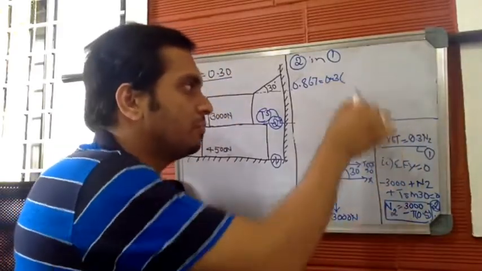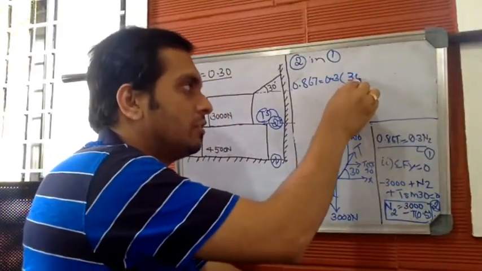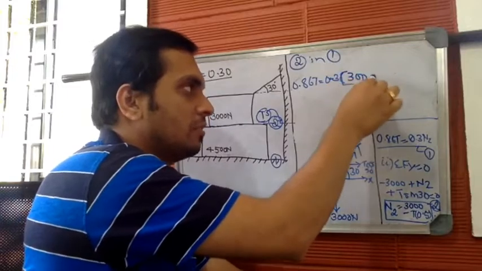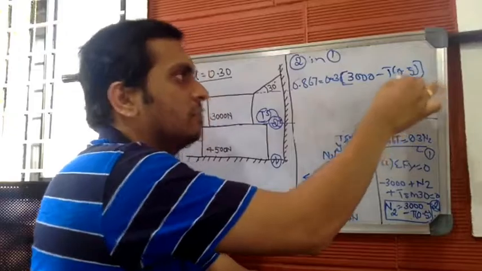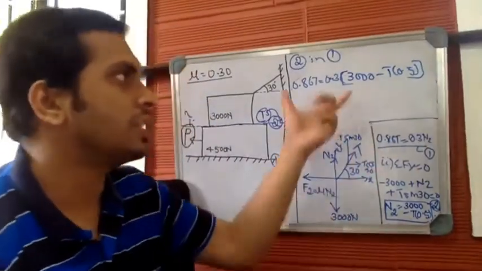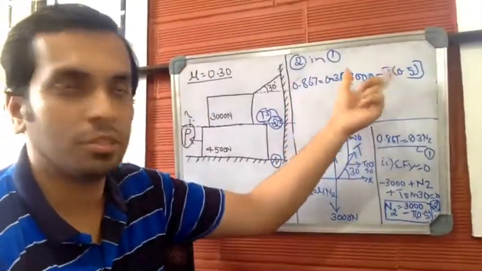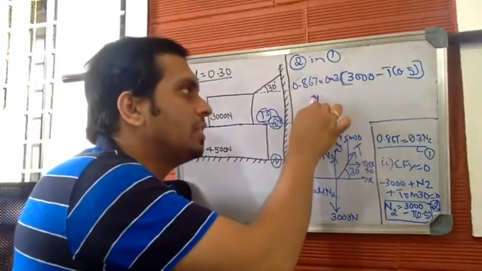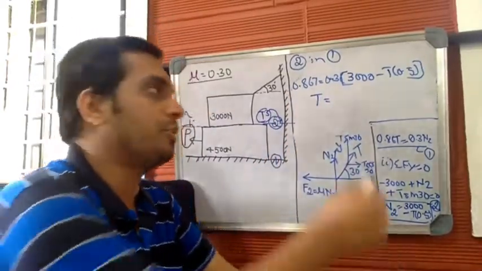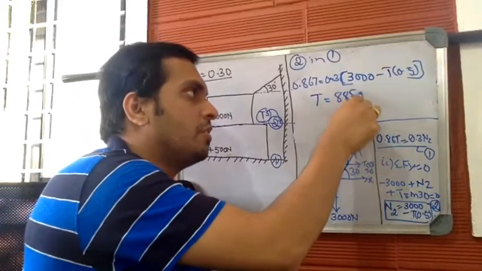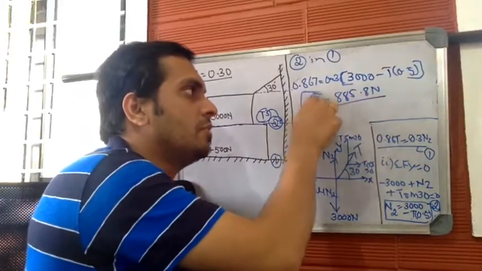0.3 into N2 is 3000 minus T into 0.5. This is equation 1, by substituting N2 as 3000 minus. So T is the only unknown here. You can easily find the value of T, and T will be 885.8 newtons.